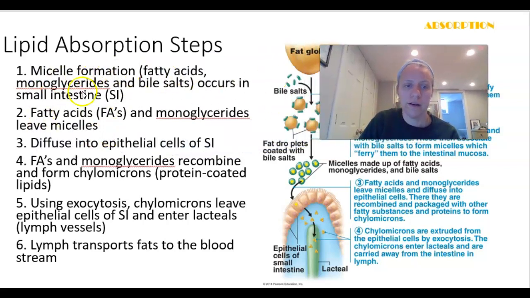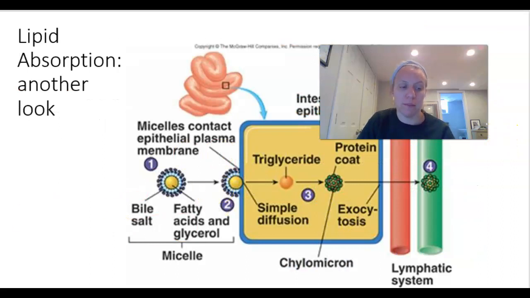All right. So here I've written the lipid absorption steps one by one. We get micelle formation. The fatty acids and monoglycerides will leave the micelle and diffuse into the epithelial cells of the small intestine. Then they recombine to form triglycerides, and then we have protein-coated lipids called chylomicrons that are formed in the villus. We use exocytosis. The chylomicrons leave the epithelial cells of the small intestine, and they enter the lacteals. And then the lymph transports the fats to the bloodstream. Again, you can look at this image as a simpler form of that.